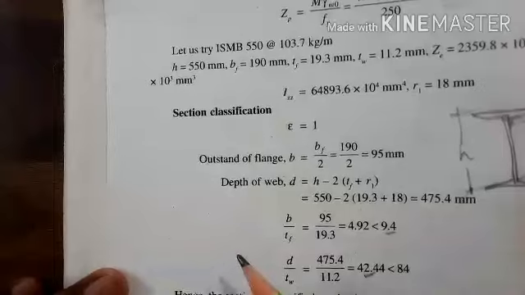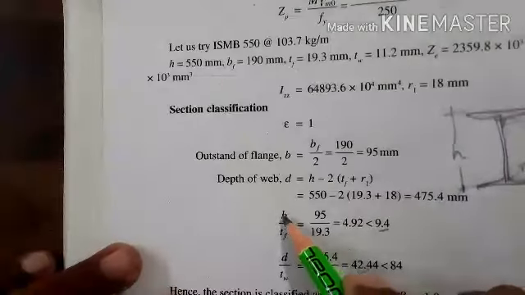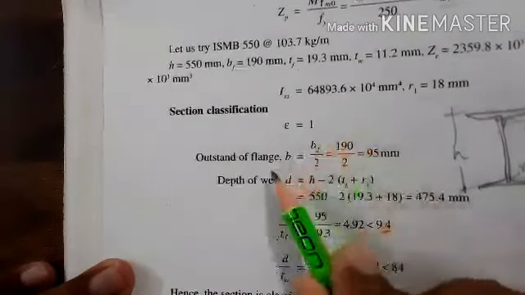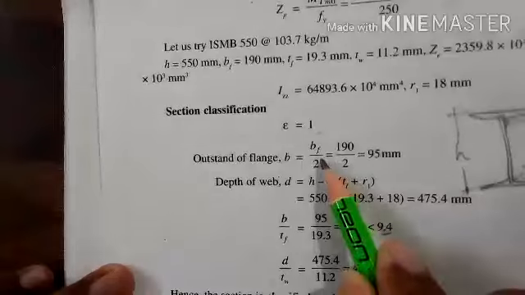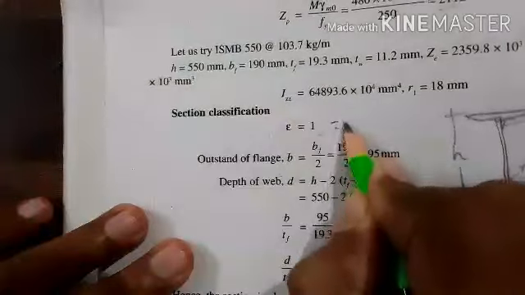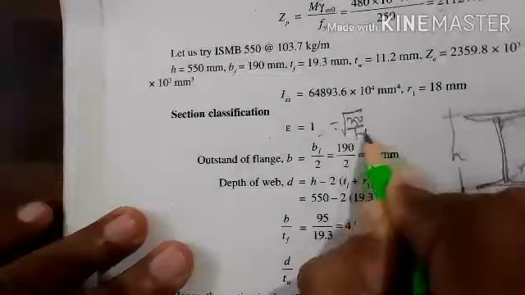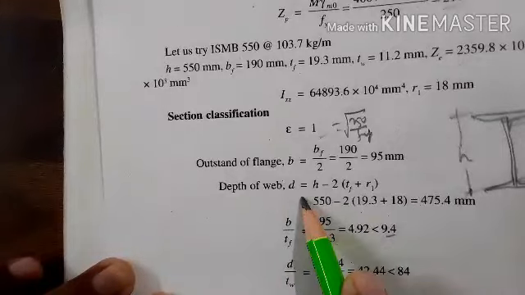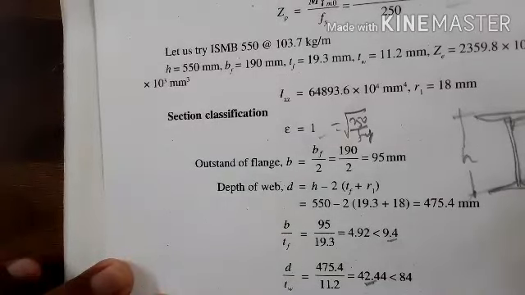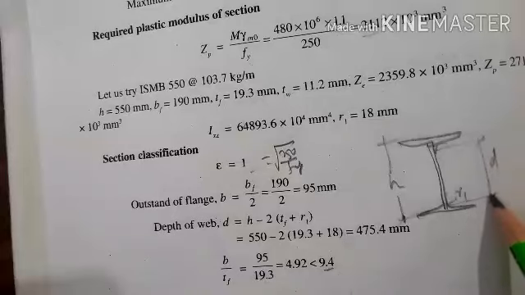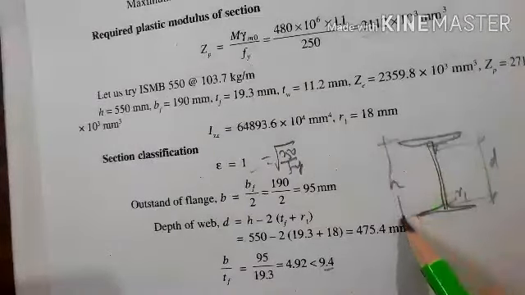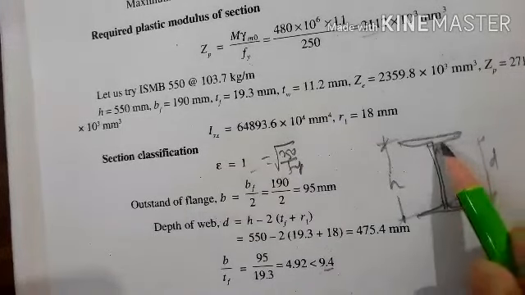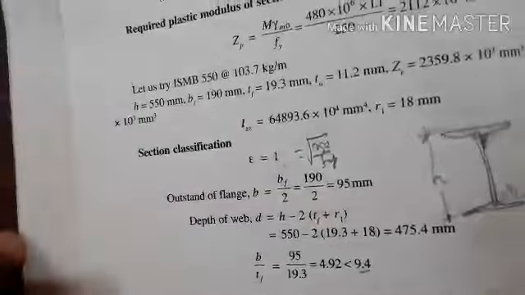calculate the individual element ratios. Then here note down the epsilon value, that is 1. Then the outstand of flange, b, is BF by 2. How does epsilon come? Epsilon value will be root of 250 by Fy. Then calculate outstand of flange, then the depth of web. This is the I section, this is the depth we have to take, that is, we deduct from the whole depth, minus 2 times the flange thickness and also minus the root radius of the section.